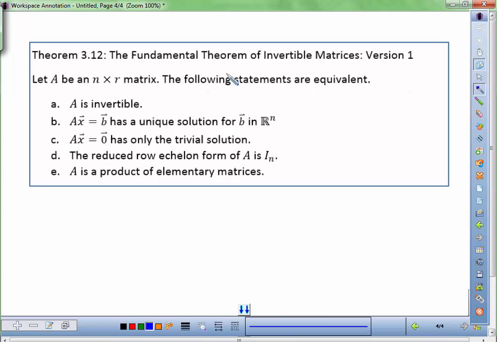The matrix is invertible. And by the way, they're saying all of these are equivalent, so that if you show that a matrix is invertible, then you've essentially shown the rest of this as being true. Or if you show that the reduced row echelon form is the identity matrix, then the rest is true. Okay, so these are all equivalent. It says that matrix A is invertible.